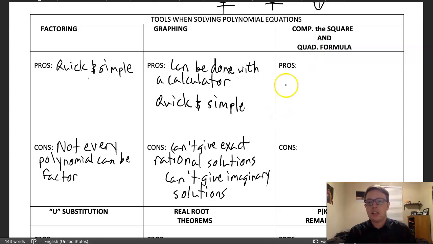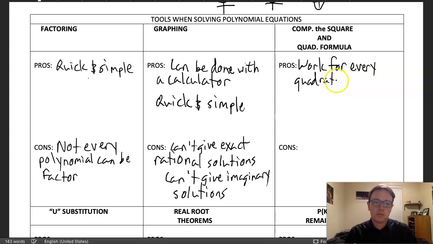What about completing the square and quadratic formula? Well, these two work for any quadratic that we have. What are the issues with it? Well, it can be long to do and it can be difficult to do.